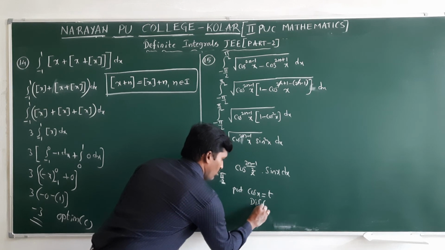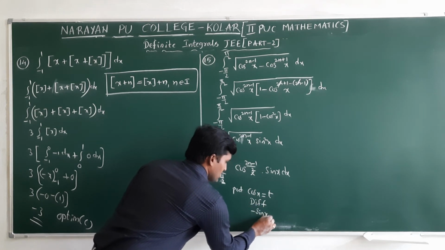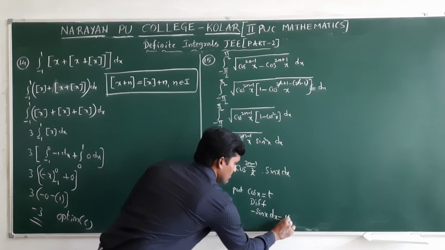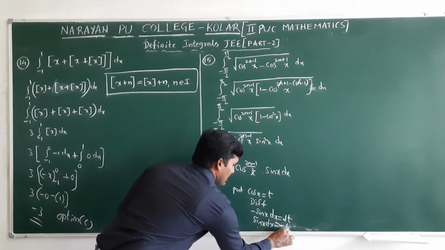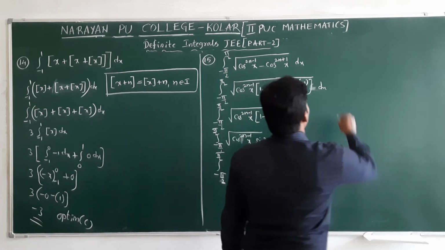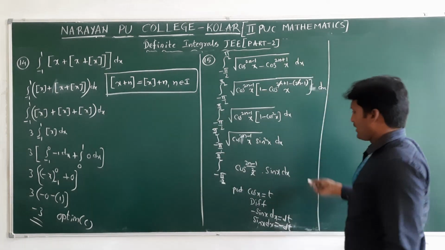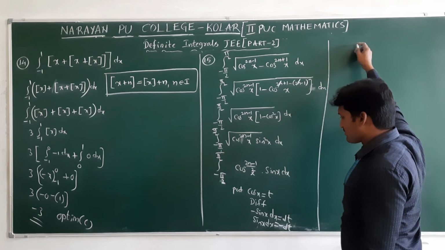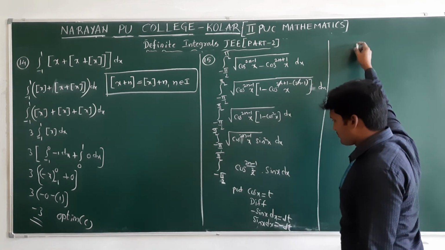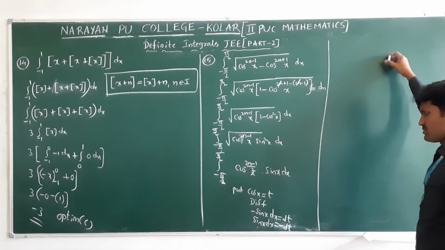Differentiate this. What will we get? Minus sin x into dx equals dt. From this, sin x dx equals minus dt. Substitute these values and change the limits also. At both values it becomes 0 only. Cos pi by 2 is 0, so both values become 0 only.